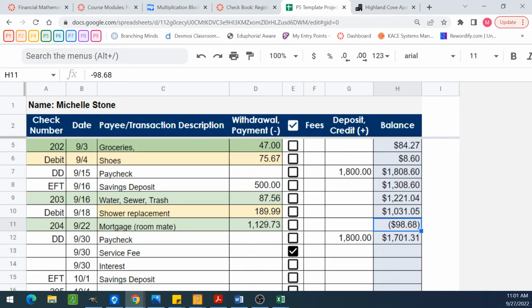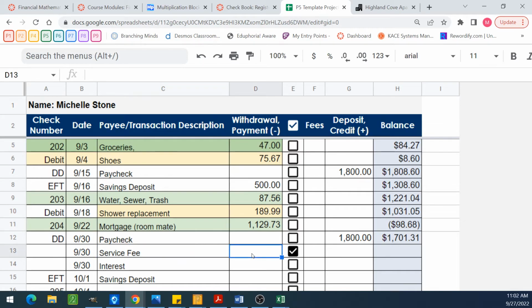Okay, so your bank shouldn't charge you a service fee. Yes, sir. What's called the water heater? Water heater? Yes.